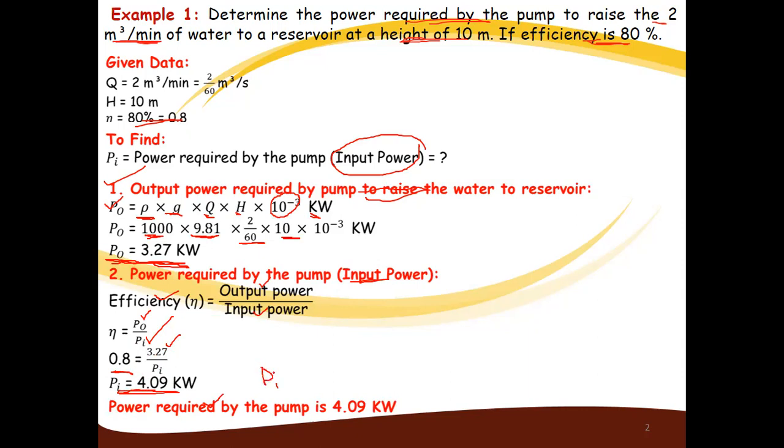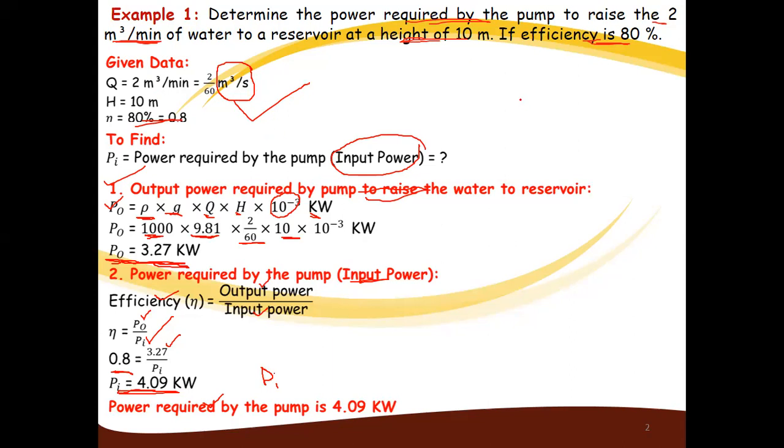Okay. So this is the first problem. In this problem, the main important thing is the conversion of units. We have to convert Q to any value. It should be converted into meter cube per second. If it is in liters, meter cube, minutes, or hours, we have to convert into meter cube per second. This is the main concept.